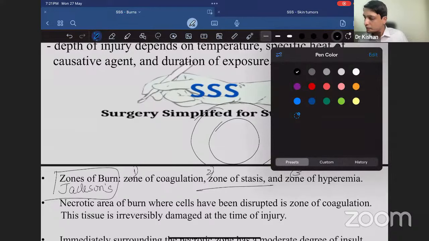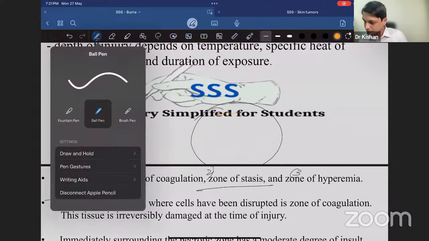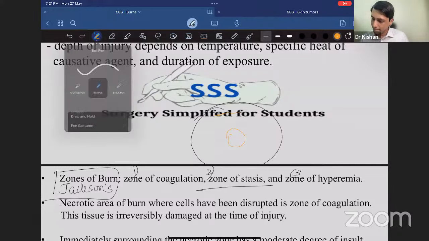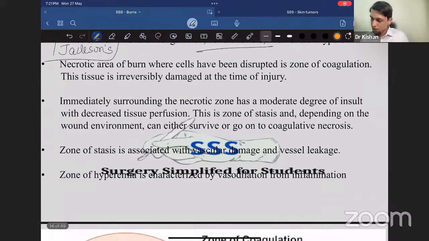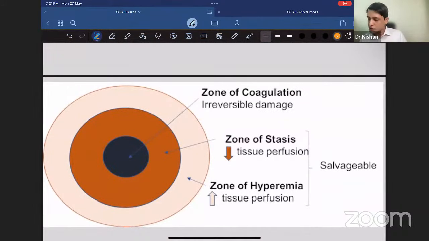Okay. And the middle one. Sorry, innermost. Okay, innermost is the, I'll show you with the figure. So this is the one. Zone of the innermost. You have zone of coagulation, coagulative necrosis. Okay, that's gone already. The entire tissue is already necrosed and dead. You can't change it in any way. It's gone. It has to be replaced.